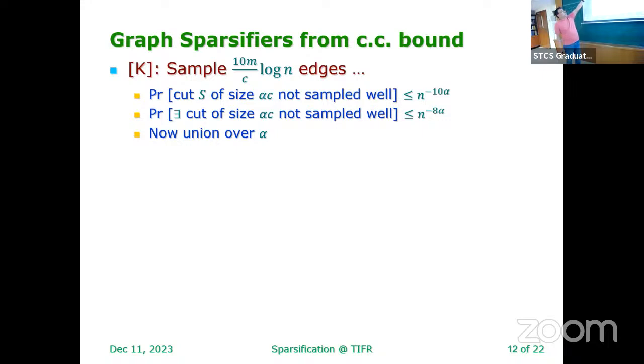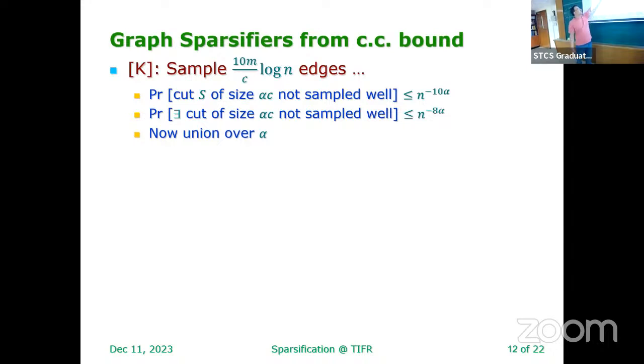So he just says sample 10m over c log n edges. And now what's the probability that a particular set of size alpha c is not going to be sampled well, meaning you did not sample an appropriate proportional number of edges from this cut? Well, the probability of that is going to be something like n to the minus 10 alpha.